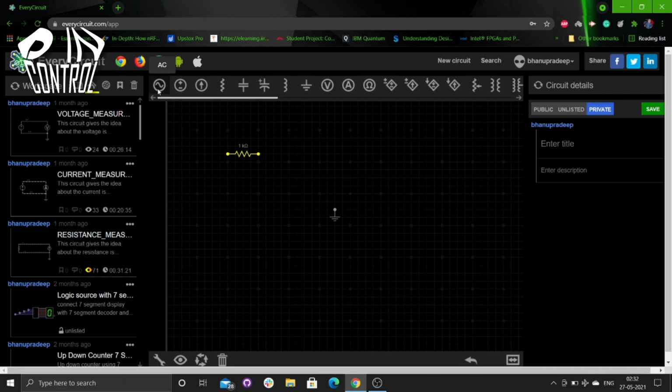For connecting the circuit, we require three major components: voltage source, resistor and ground element. As I took the resistor earlier, now I am taking the AC voltage source. Now I am connecting one node of the AC voltage to the resistor and the other node of the resistor to the ground, and the other node of the AC voltage to the ground. Now we will simulate it and see what happens.